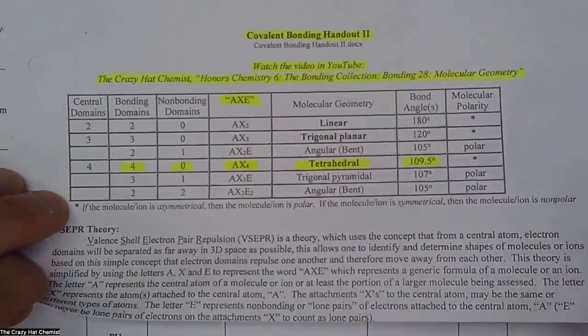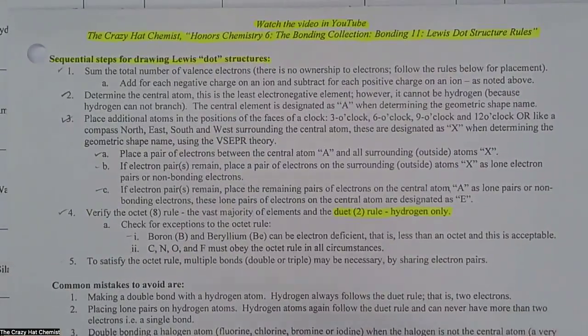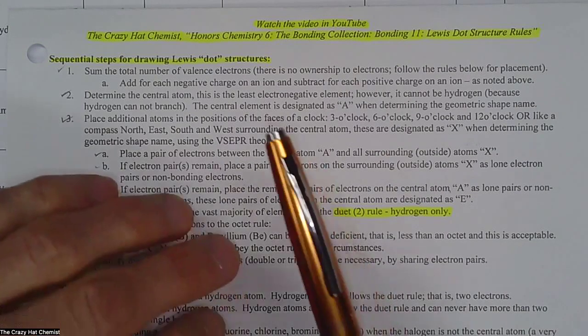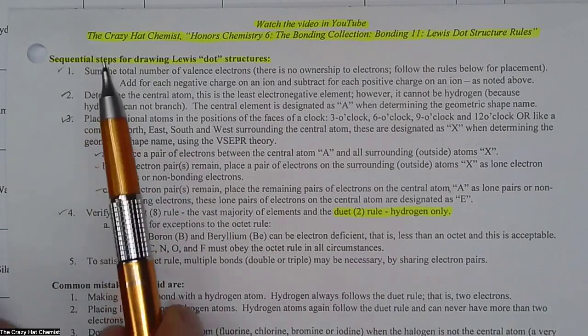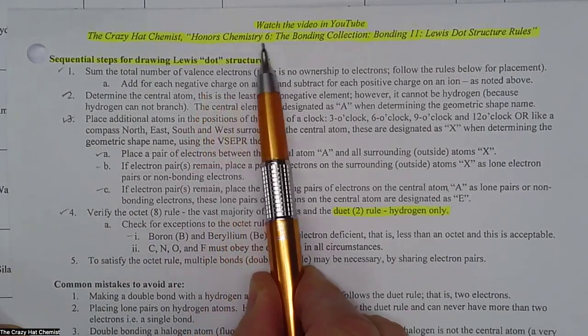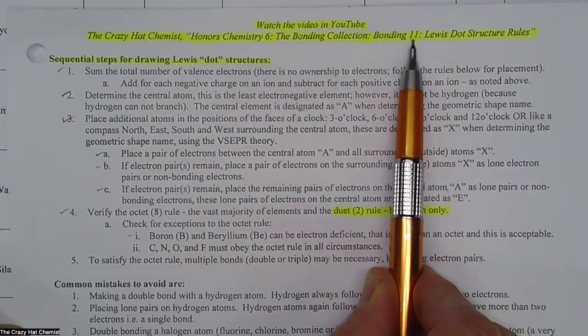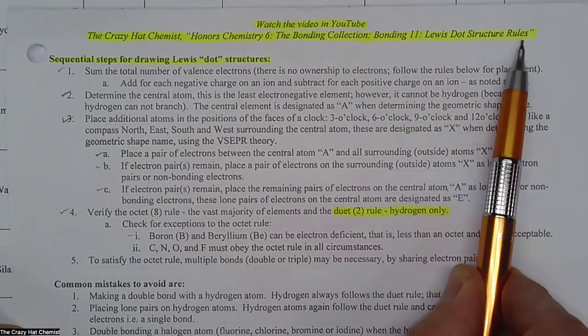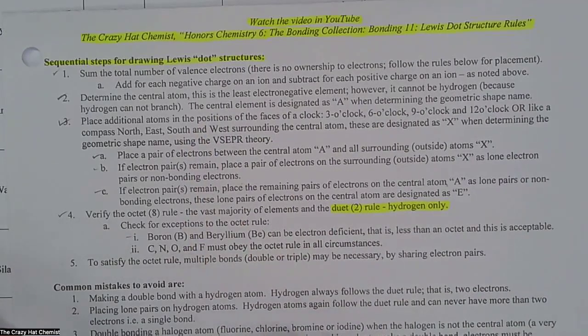That's right. Also on this worksheet, the lower third is the sequential steps on how to draw Lewis dot structures. That is absolutely essential to what we are doing here today. Where would you find information on how to draw Lewis dot structures? You would look at the YouTube video from the Crazy Hat Chemist. That's me, yours truly. Go to the Honors Chemistry 6 playlist, which is the bonding collection, and look at bonding number 11, the Lewis dot structure rules video. In there, I give the whole directions on how to use this.